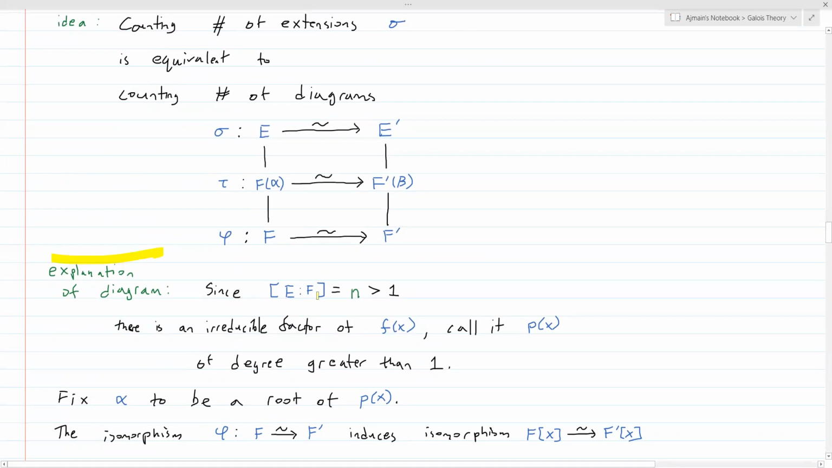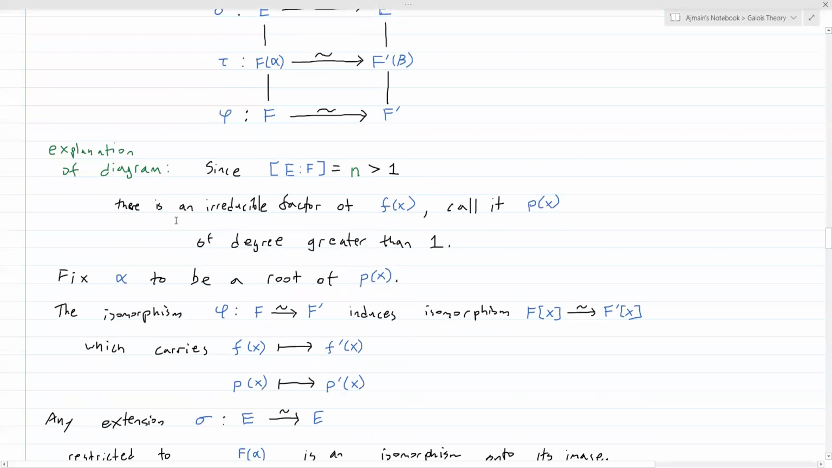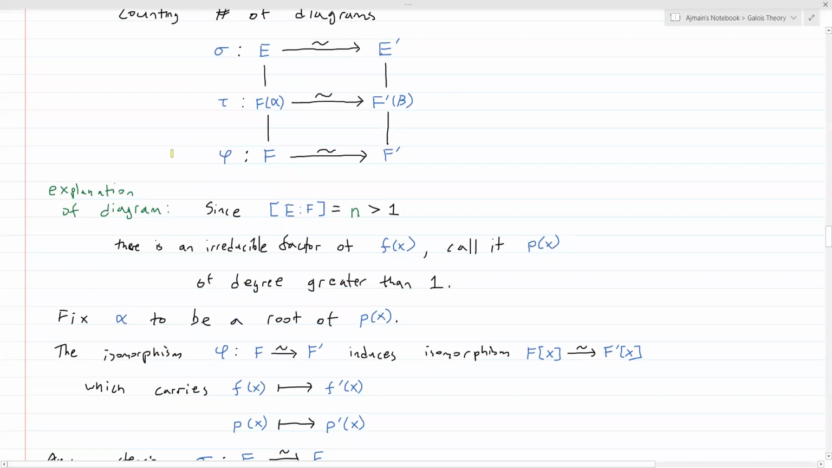Right. So first of all, let me just explain the diagram first. The case we're in is the case where n is greater than 1. So the extension E over F has degree n, which is greater than 1. So in this case, there is an irreducible factor of the polynomial that we're taking the splitting field of, which has degree greater than 1.